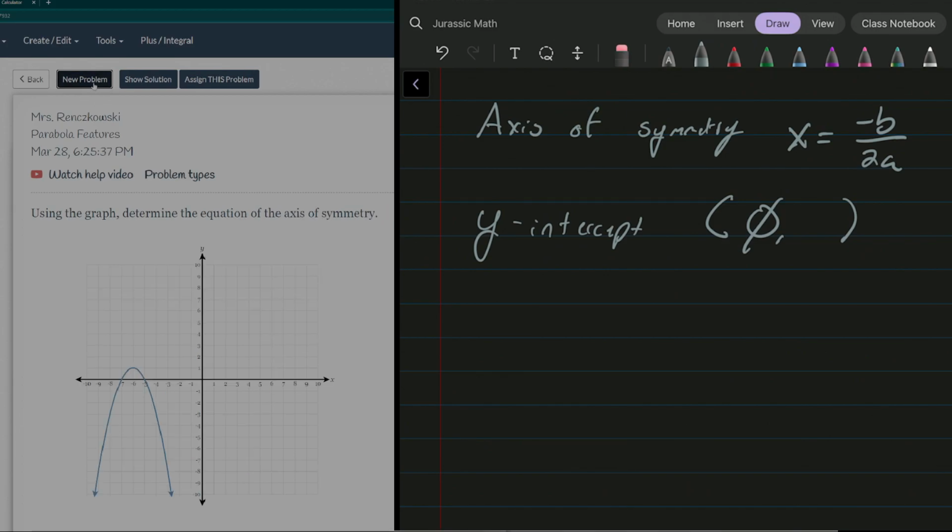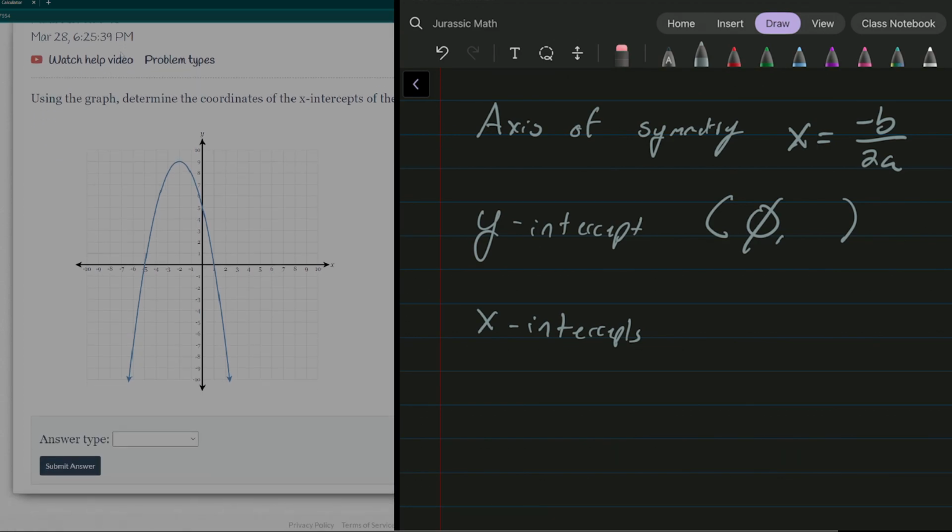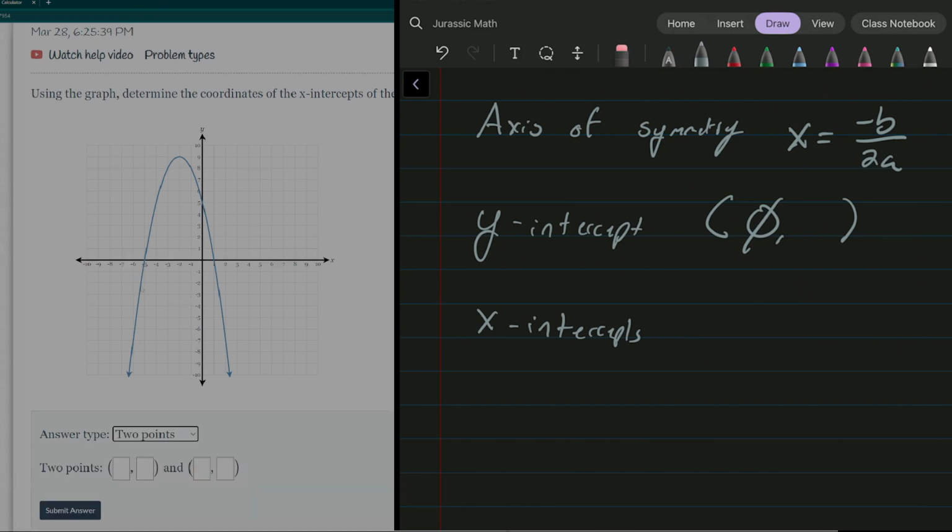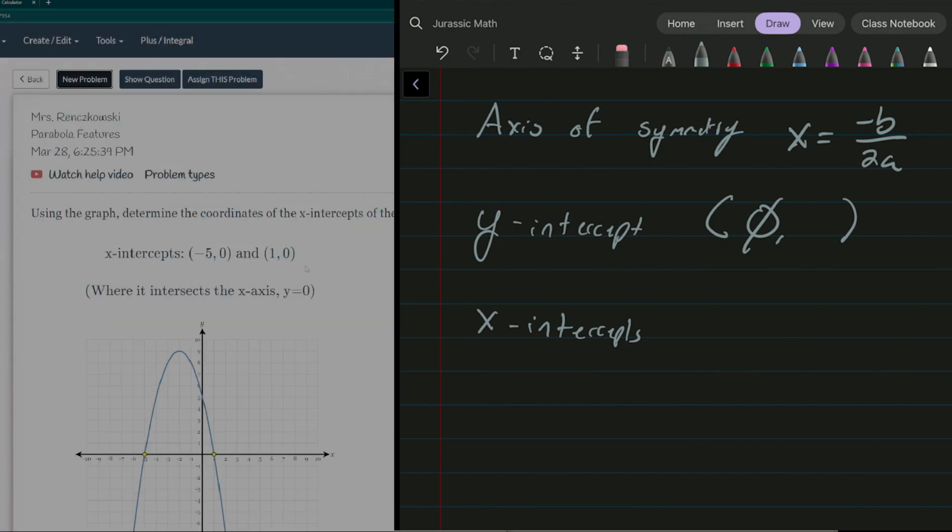And the only other one, let me see if I can get to it, is x-intercepts. X-intercepts can be a little bit of a challenge because there is always either no solutions, i.e. it will never hit the x-axis. One solution, the vertex is actually on the x-axis. And the last one is 2 x-intercepts, which is where it crosses. Well, this is one where it crosses twice. So this is going to be 2 points. The first point is negative 5 comma 0. And the next one is 1 comma 0. And there we go.